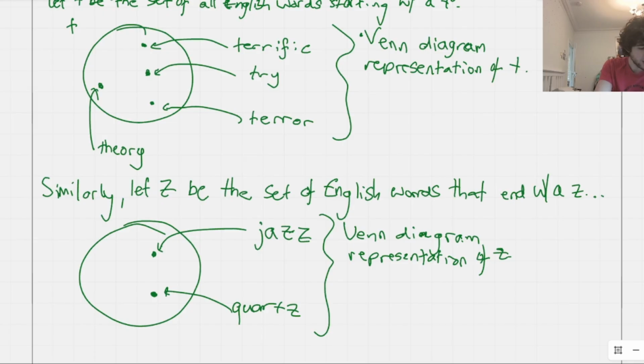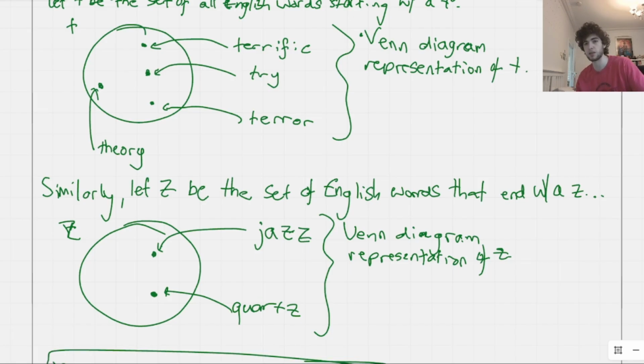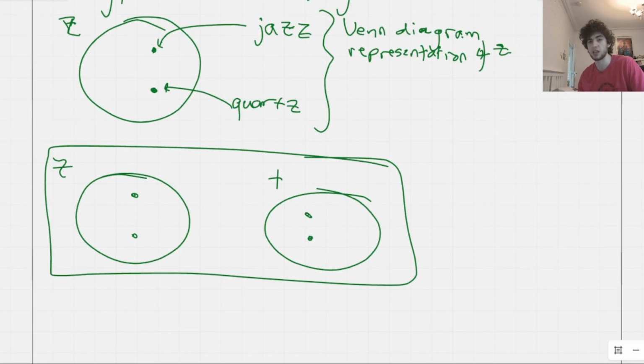Now what we can do is represent Z and T in one diagram. If I want to represent Z and T in one Venn diagram, I have to be careful about how I do that. Because if I do something like this, that's my Z with all the words in it, and then something like this, that's my T, that's not actually the correct way of representing those two sets inside a Venn diagram. You can't just put them next to each other like this. They actually have to overlap a little bit, because there is some overlap.